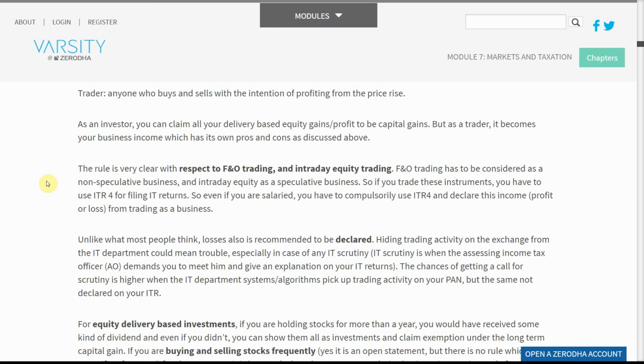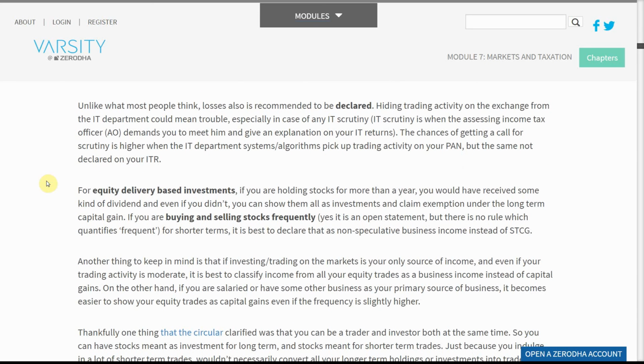So even if you are salaried, you have to compulsorily use ITR 4 and declare this income, profit or loss, from trading as a business. Unlike what most people think, losses are also recommended to be declared. Hiding trading activity on the exchange from the IT department could mean trouble, especially in case of any IT scrutiny. IT scrutiny is when the assessing income tax officer demands you to meet him and give an explanation on your IT returns. The chances of getting a call for scrutiny are higher when the IT department systems, algorithms pick up trading activity on your PAN, but the same is not declared on your ITR.